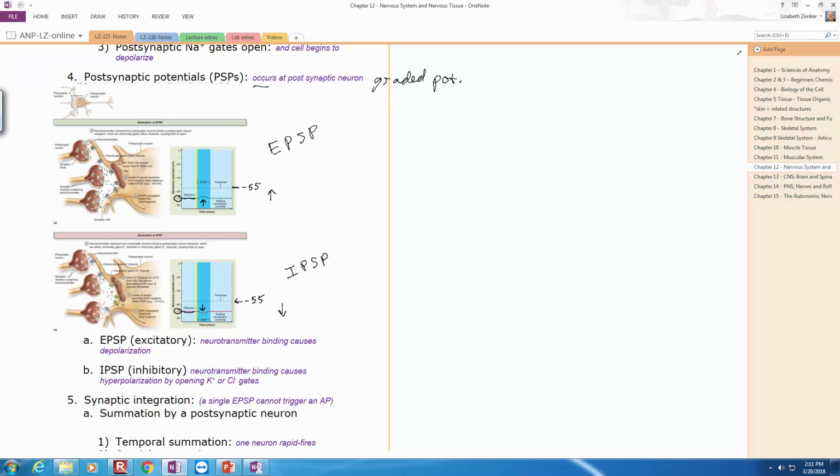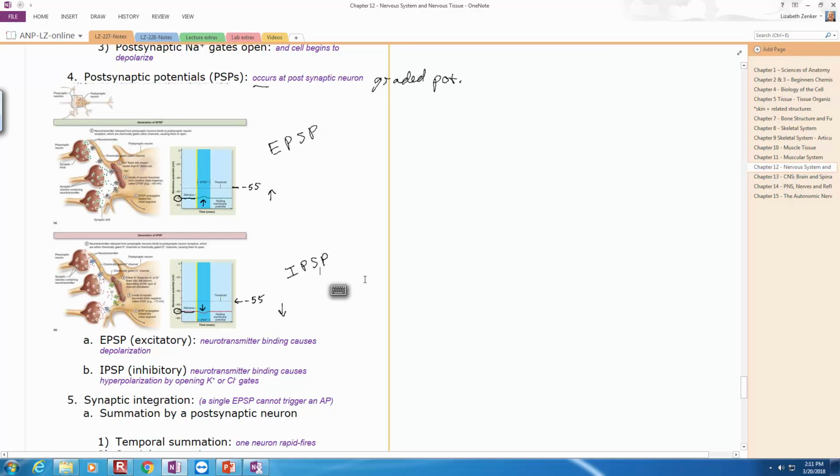So EPSP, or excitatory, is neurotransmitter binding, causes depolarizations that bring you closer to threshold. It doesn't necessarily mean you will get to threshold, though. It just depends on the number of graded potentials you get that would finally get you there. And an IPSP might bring you further away, but it just depends. And what happens is you actually have to add the two together to see, because you could actually have multiple neurons giving different signals to one neuron itself. So we'll talk about that in a second.